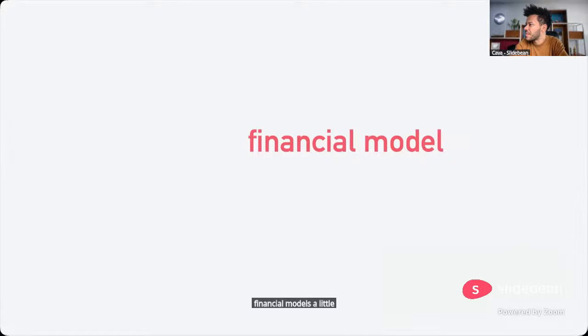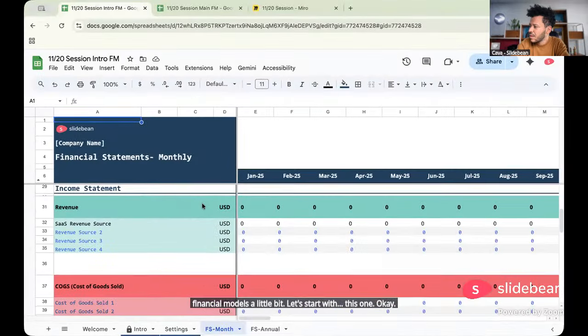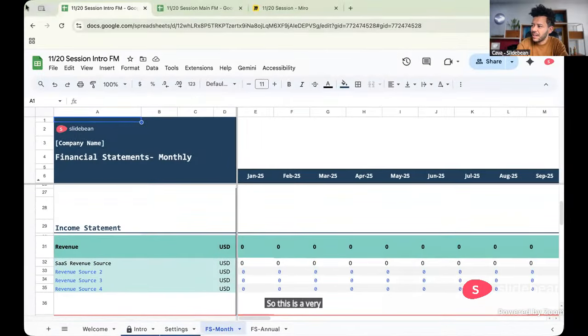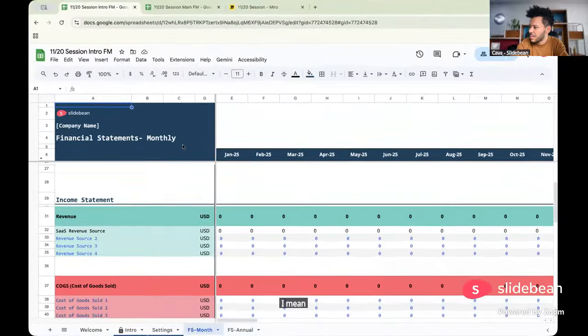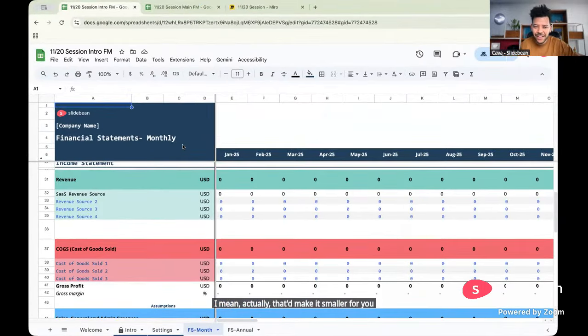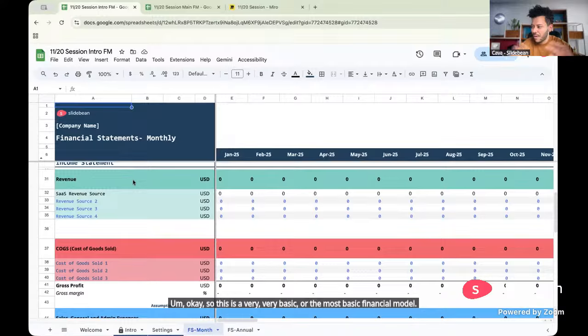Let's start with this one. Okay, so this is a very, very basic financial model. Let me make this a little bigger. Actually, that makes it smaller for you, I'm sorry. Okay, this is the most basic financial model we've come up with, but it helps us understand some key points first.